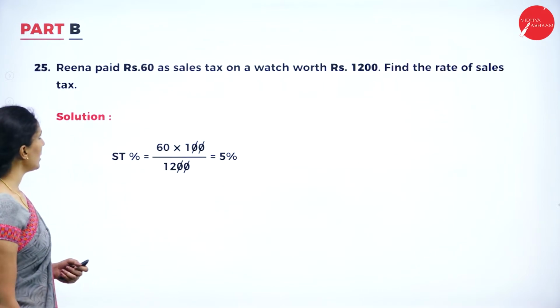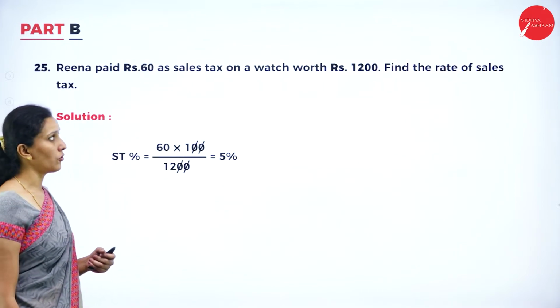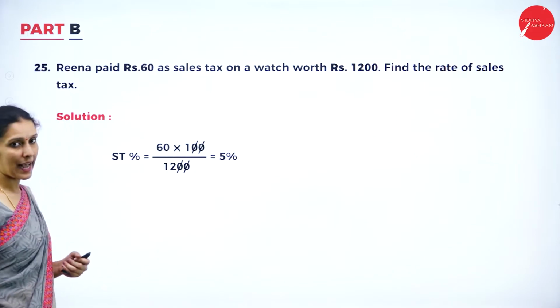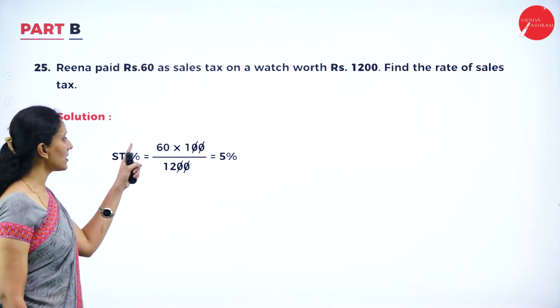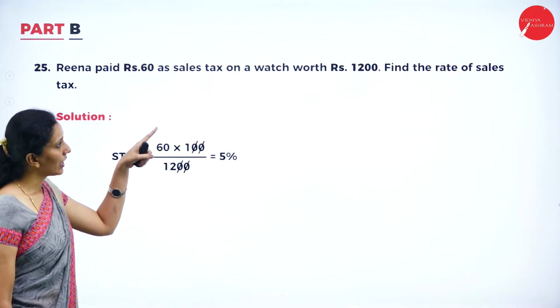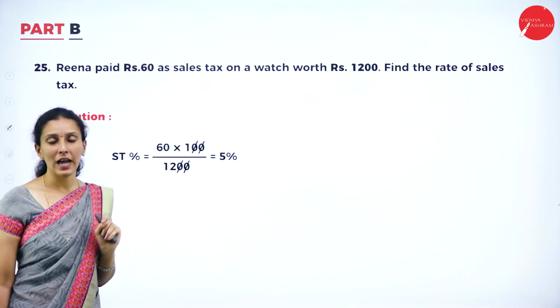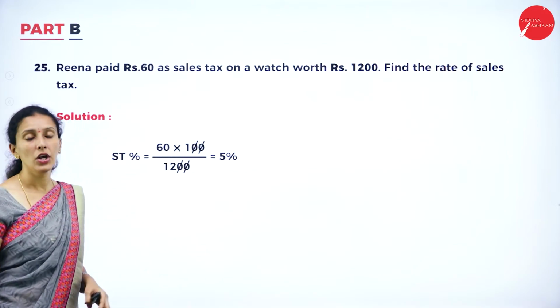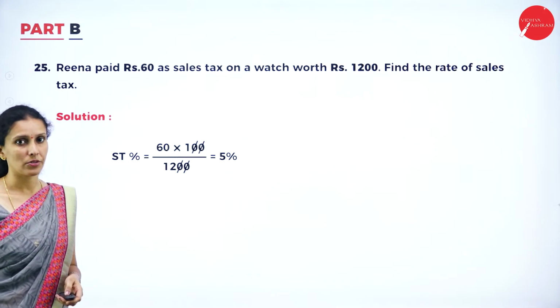Next we have: Reena paid ₹60 as sales tax on a watch worth ₹1,200. Find the rate of sales tax. To find the rate, it is always sales tax divided by the market price into 100. So therefore here it is 60 by 1,200 into 100, which is equal to 5%.